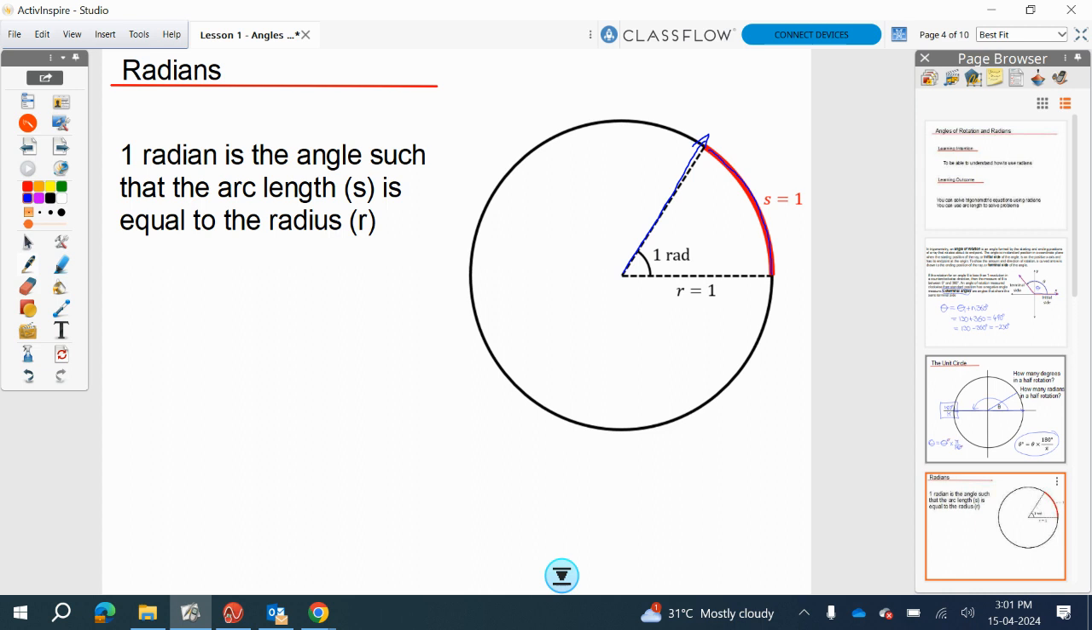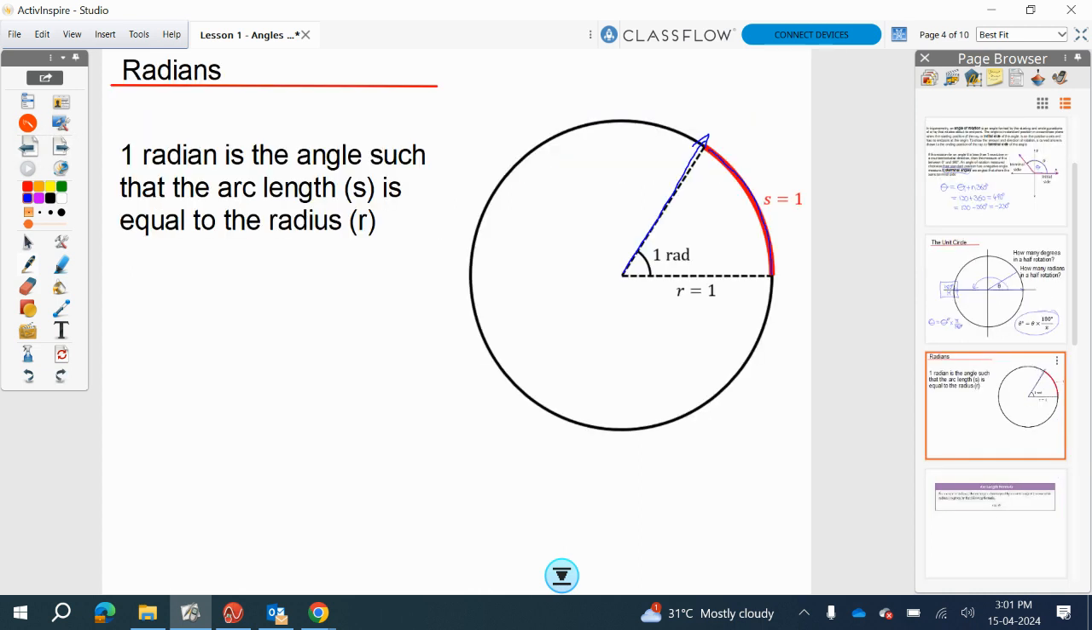There are 2 pi radians in a whole circle. There's pi radians in half a circle. One radian is around about 57 degrees. Now, let's work that one out. So what is 1 radian? We want to use the formula. How many degrees is equal to 1 radian? Well, that means we need to times it by 180 over pi.